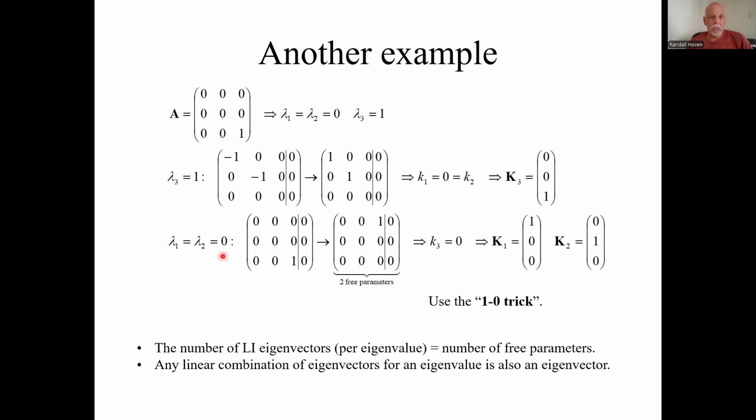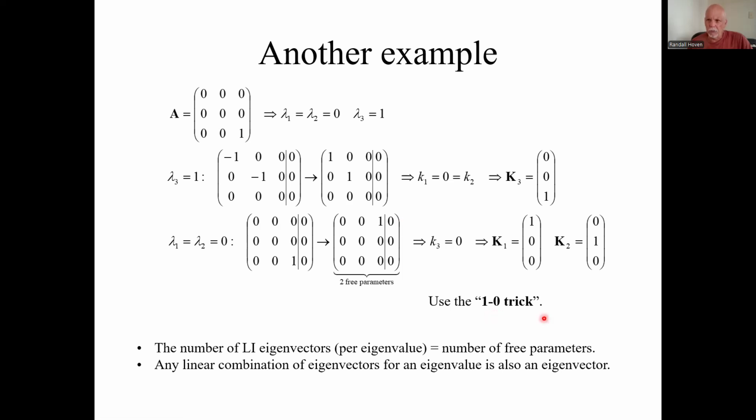Now let's do the repeated case. Remember, in the previous example, we only got one eigenvector for a repeated eigenvalue. In this case, to do row ops, just move that bottom row up to the top. One pivot, 2 free variables. We have 2 all 0 rows. That means 2 free variables, 2 free parameters. And all this top row tells me is that K3 equals 0.